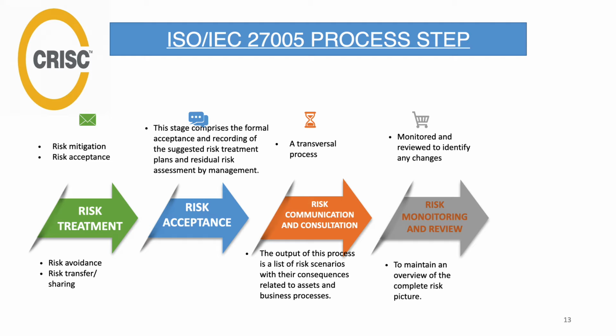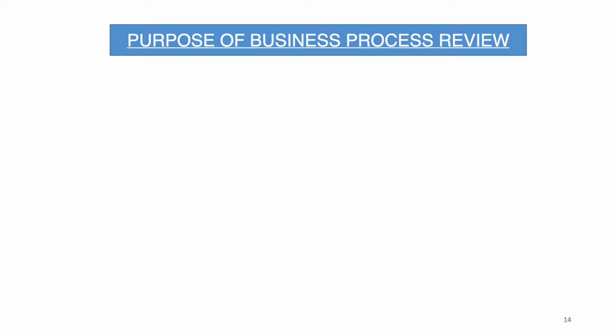Okay, let's understand, moving further ahead, the purpose of the business process review. What is business process review? Okay, a business process review is a project that aims to identify areas in which your operations can be enhanced and provide practical solutions to improve your use of software or procedures. Okay, let's understand with the example.